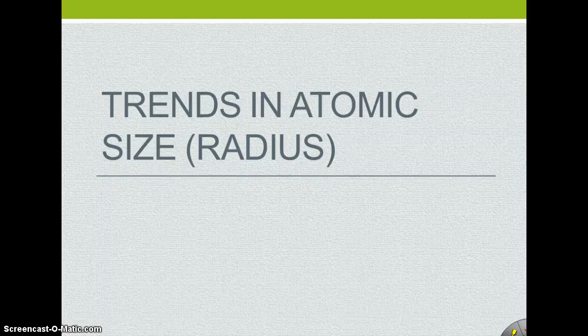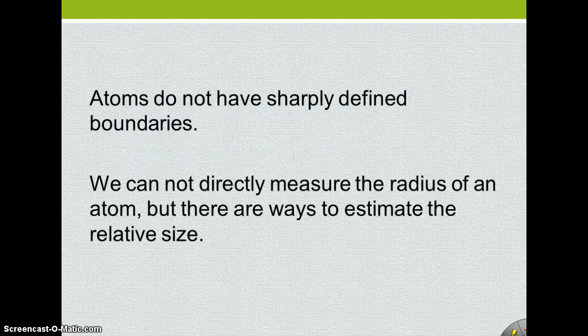Okay, so we're going to talk about trends in the periodic table. And the first two trends we're going to talk about are atomic size or radius. Atoms don't have sharply defined boundaries, so you cannot directly measure the radius of an atom, but there are a couple of ways to estimate its relative size.